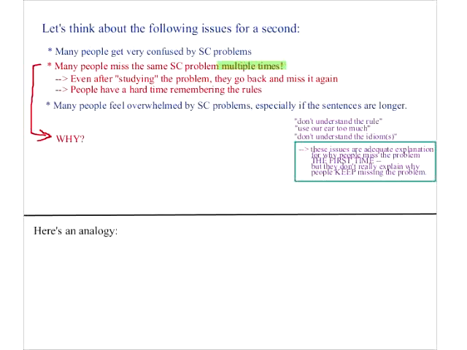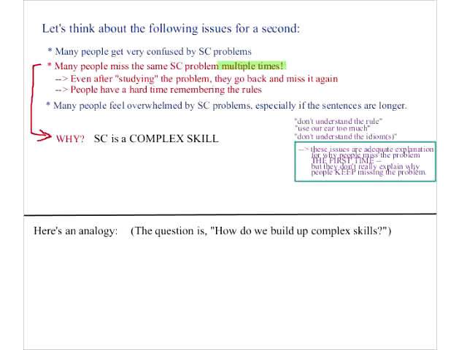The analogy we're going to use is because sentence correction is a complex skill. Now let's talk about how to build up complex skills by using an analogy. In other words, the question is, how do we build up complex skills? One example of another complex skill that people might do is boxing, the fighting sport. How do people learn to box?